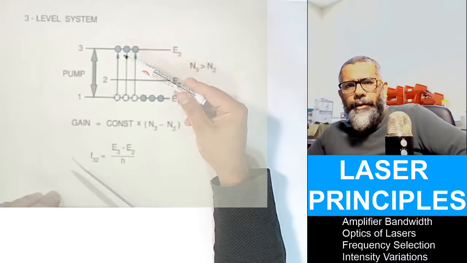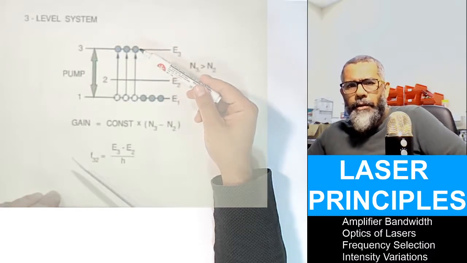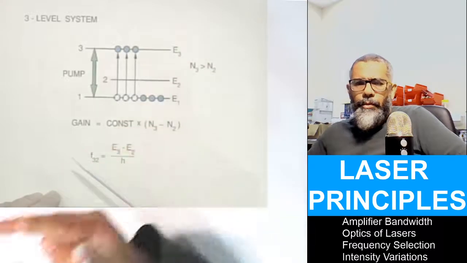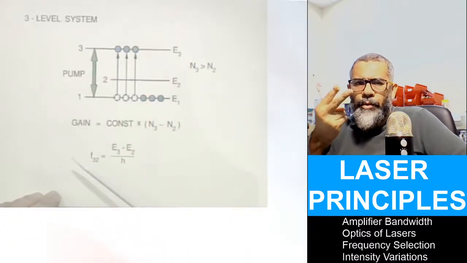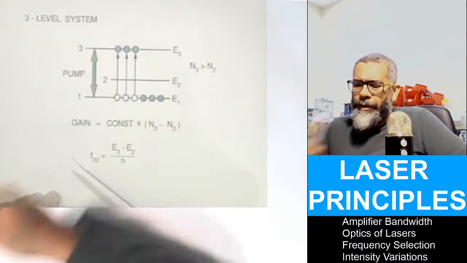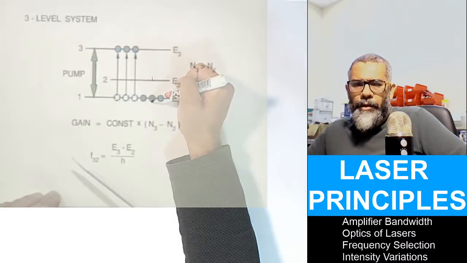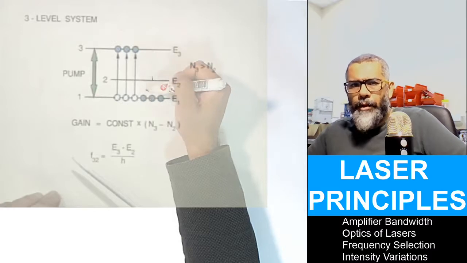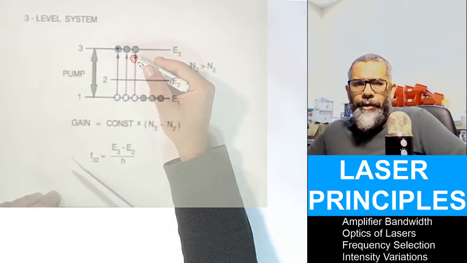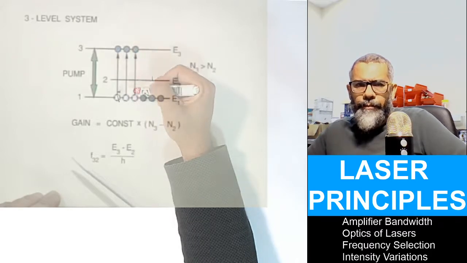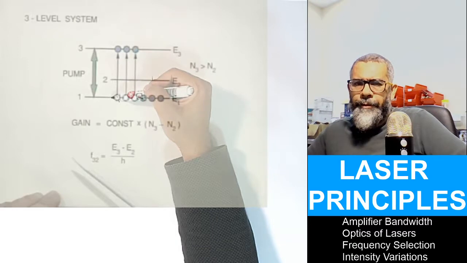But after reaching this level, there are usually 2 possible ways to lose the electrons' energy. They can first jump to the second level, and then from the second level go to the ground state. This is one possibility. Or they go directly down from the third energy level to the first energy level, from third to, let's say, the ground state.